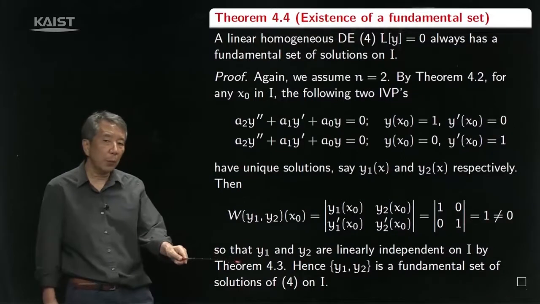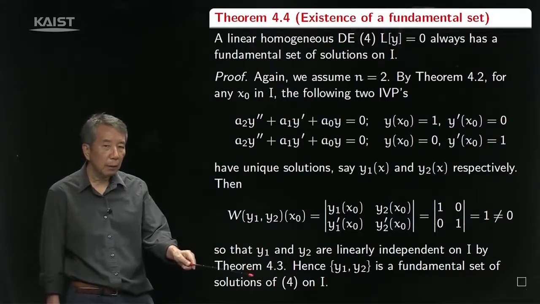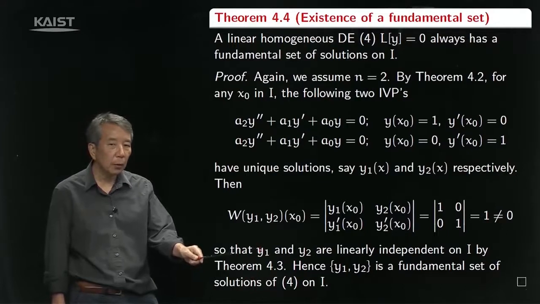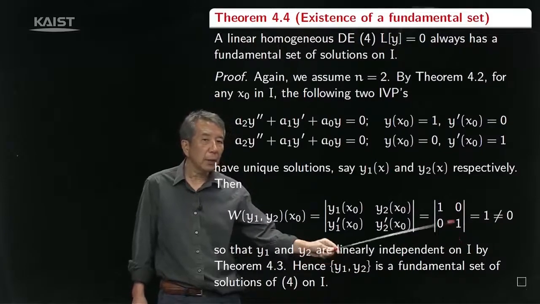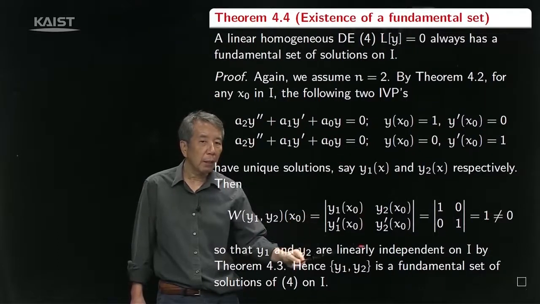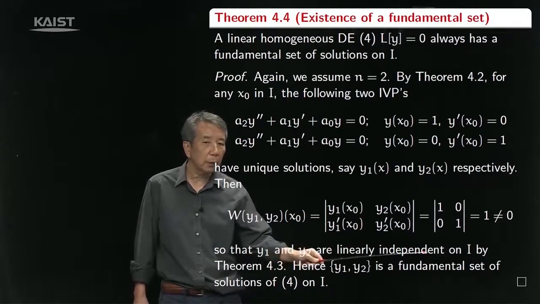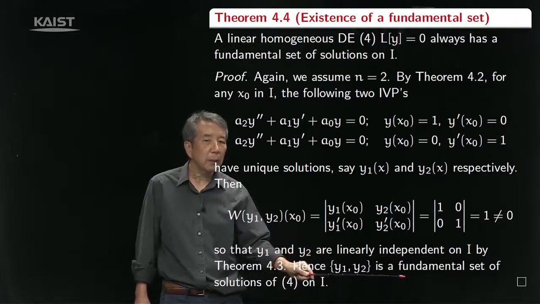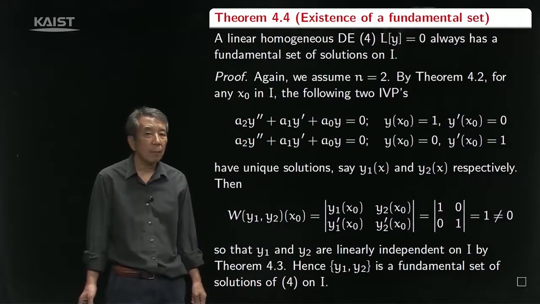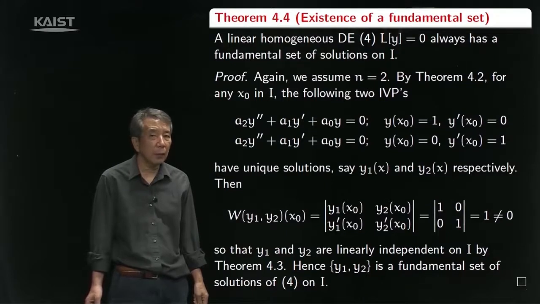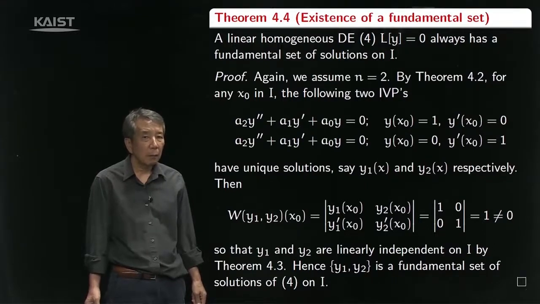So by theorem 4.3 that we've just proved, these two solutions, y sub 1 and y sub 2, are linearly independent on I, and they are solutions of the differential equation. Because this is a second order equation and we now have two linearly independent solutions, we call that a fundamental set of solutions of the equation. So we are done, at least for little n equal to 2. We confirm that there must be a fundamental set of solutions.